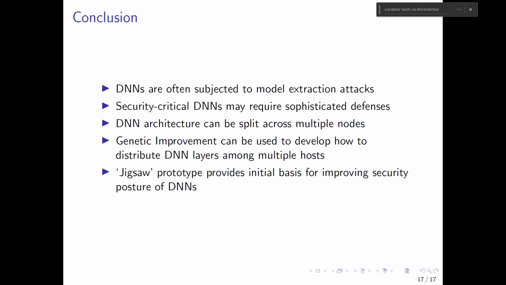So our approach, Jigsaw, is addressing this problem by splitting up execution of a neural network by layer to deploy each layer on a unique, separate host in a network. And we have some initial results that show genetic improvement can help us balance the increase in the amount of information that the attacker would require against the introduction of additional latency due to network communication.